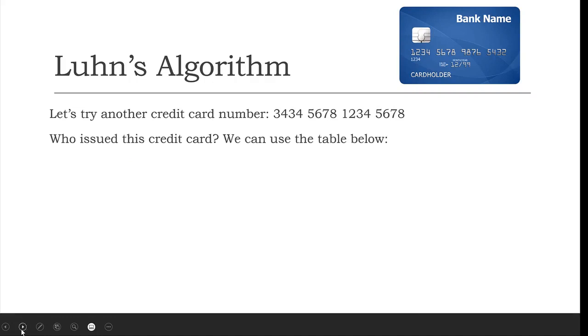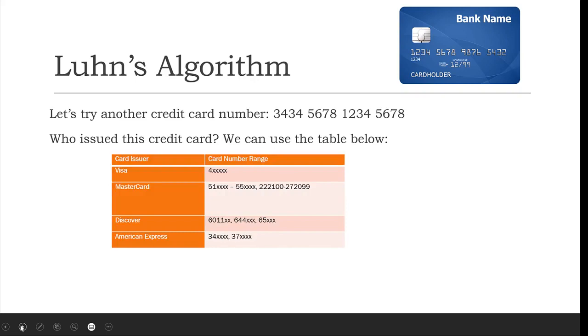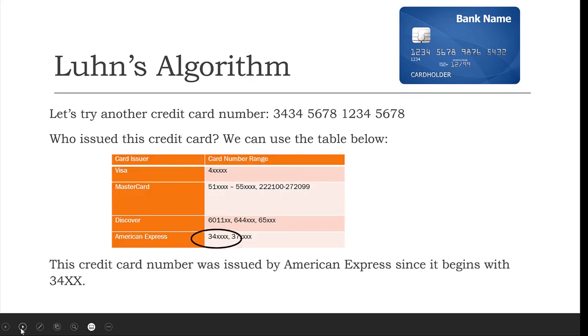Let's try another credit card number. You might want to stop the video at this point and go ahead and check this one on your own and see if you come up with the same answer I do. Who issued this credit card? So we see from the table that it was issued by American Express.